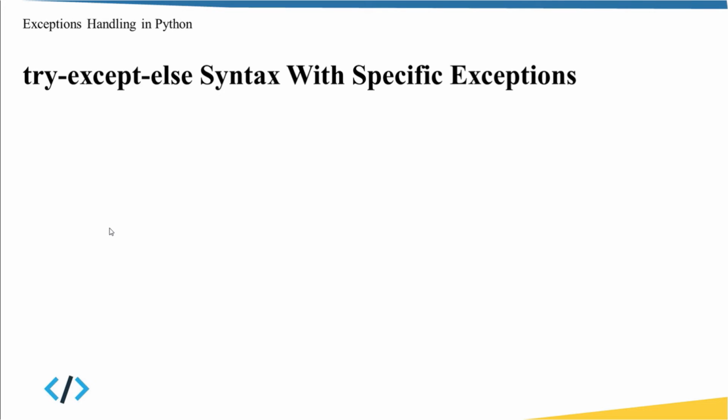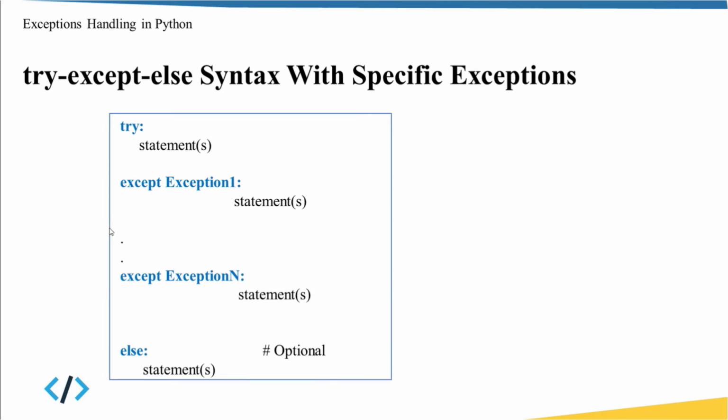Sometimes, how I want to handle a specific exception is different from the way that I want to process another exception. In order to do that, I'm going to use the try except statement, but I will use except as many times as I want, and I will specify the type of exception that I want to handle.